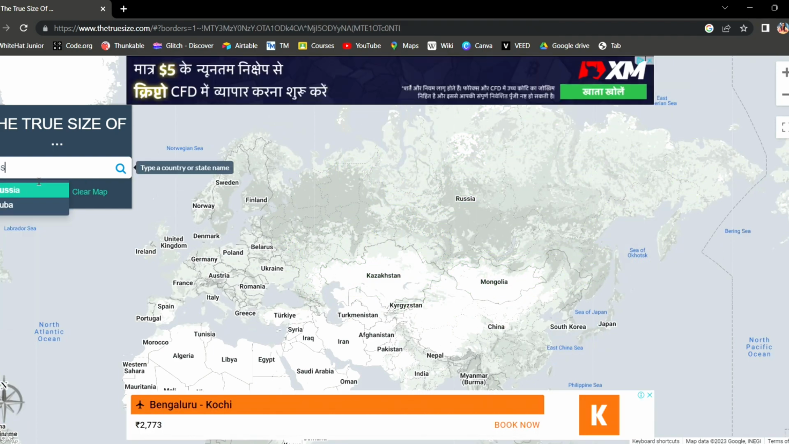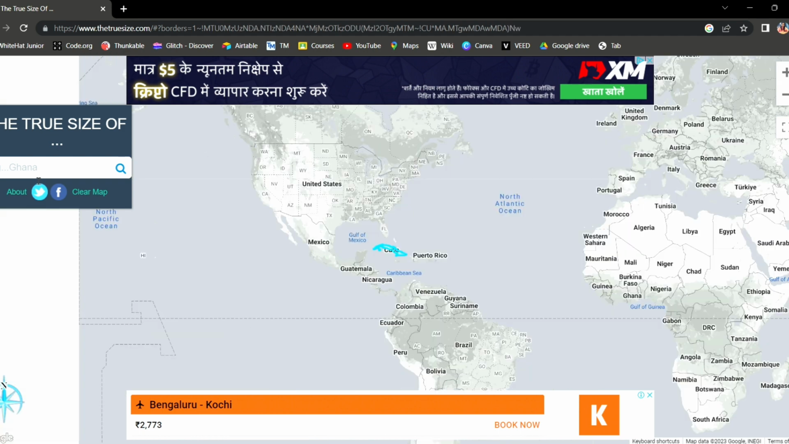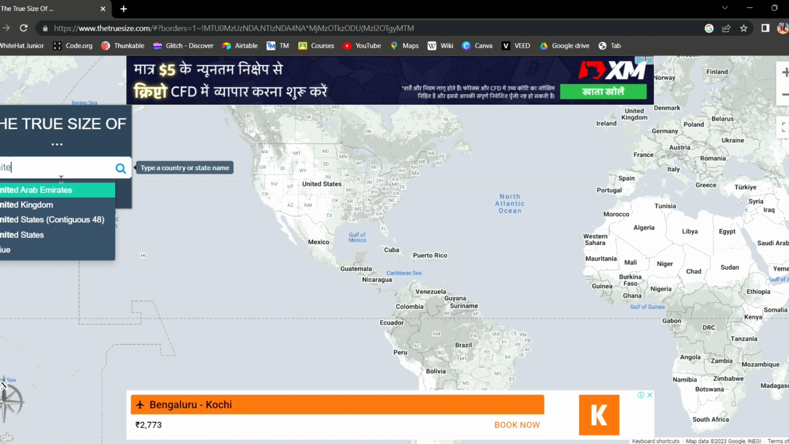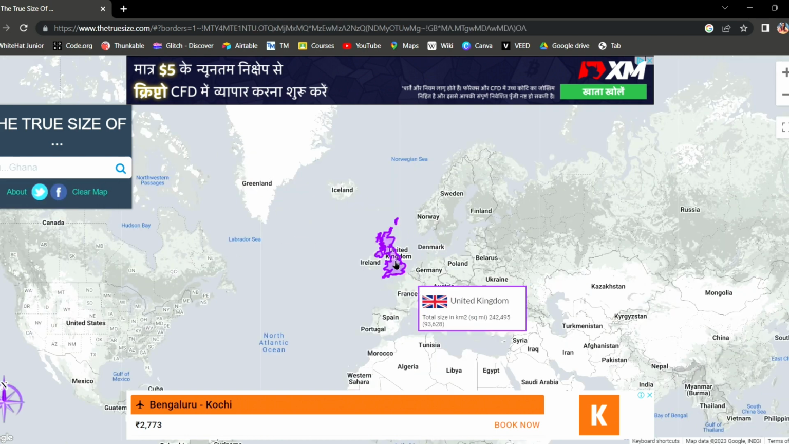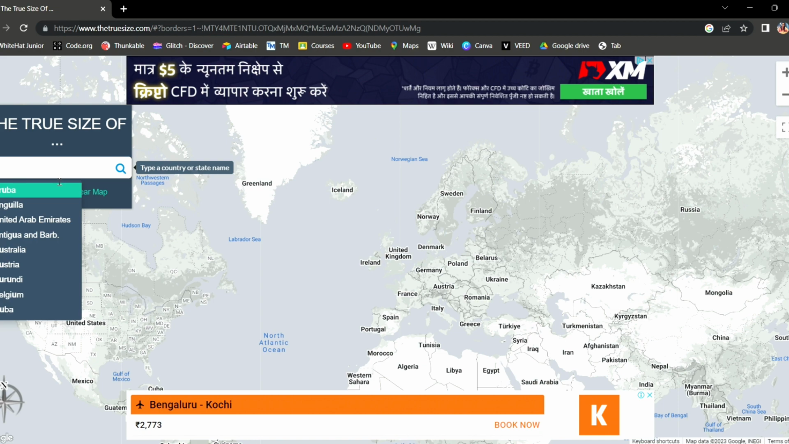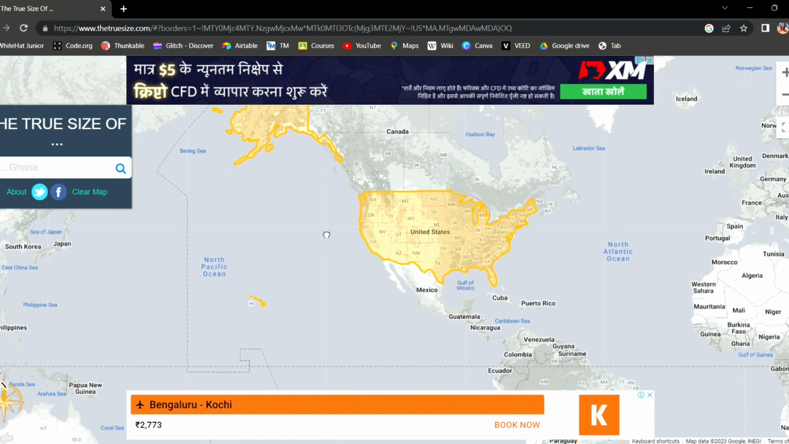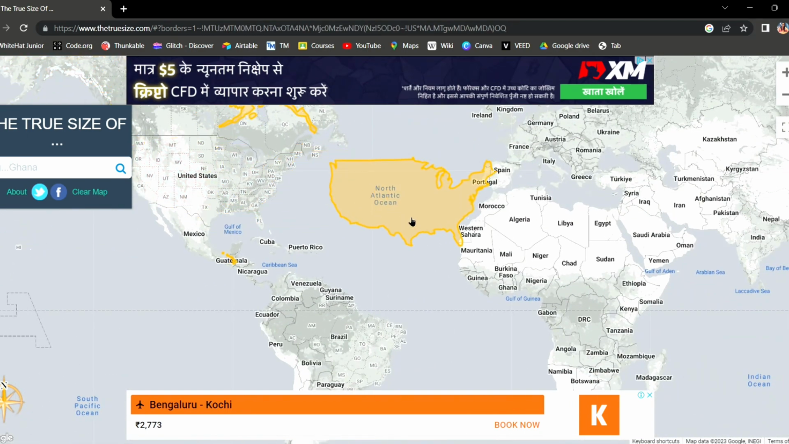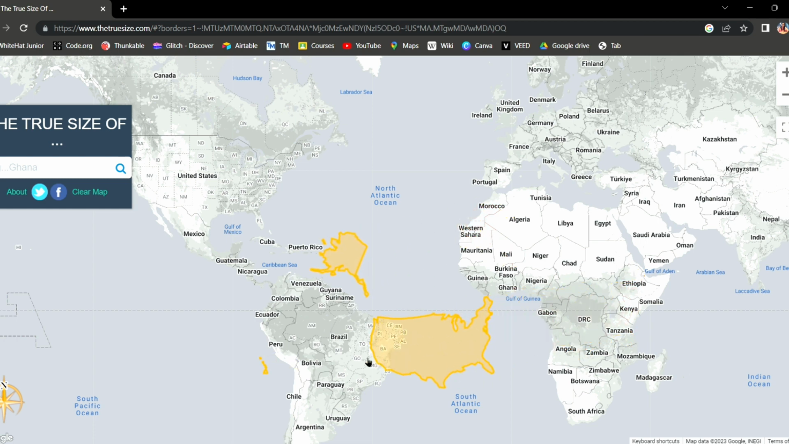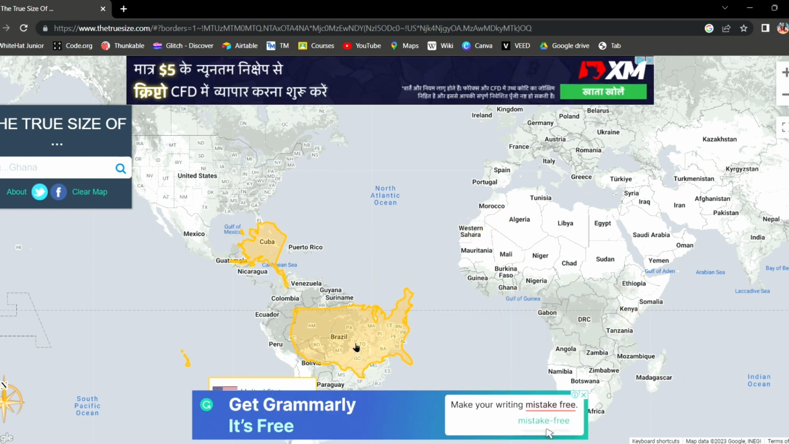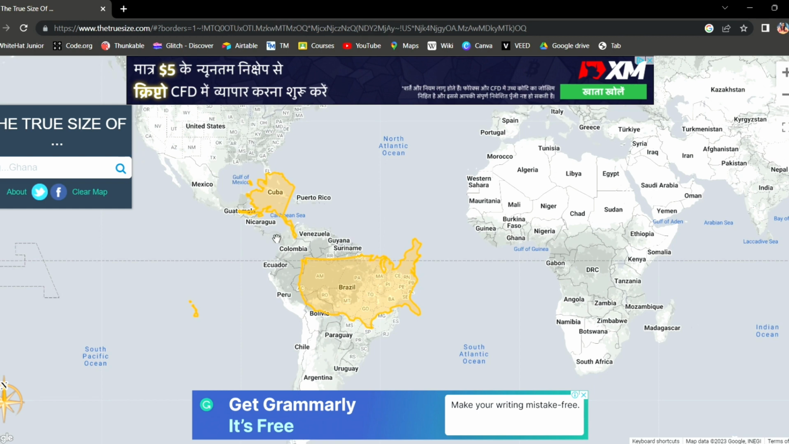Next we take the USA. I should write the full name. Contiguous means the states which are on the mainland. Why did I get UK? Wait, now we're going to the United States, not the kingdom. So here is the United States with all of its great glory. Now we take it down here. Now it is the exact size of Brazil. Even if we include Alaska, it would be the exact size, I think.